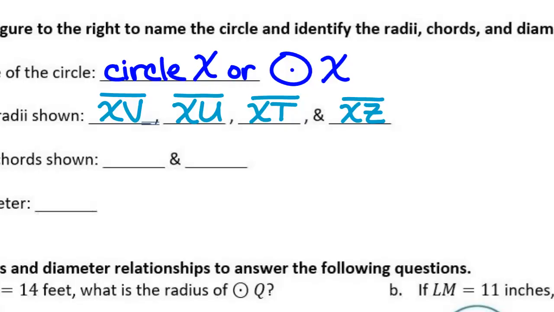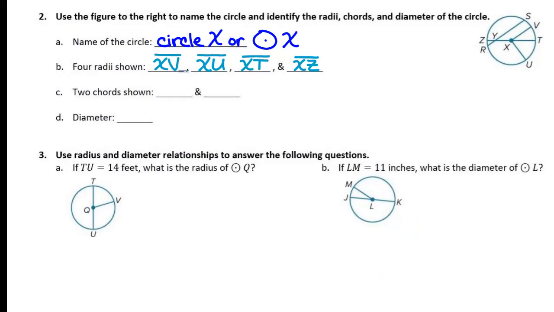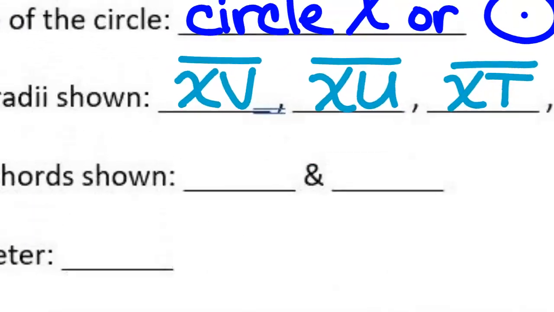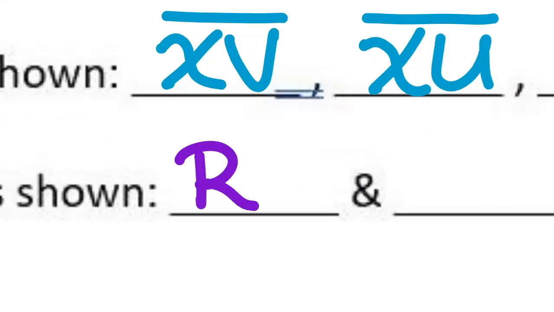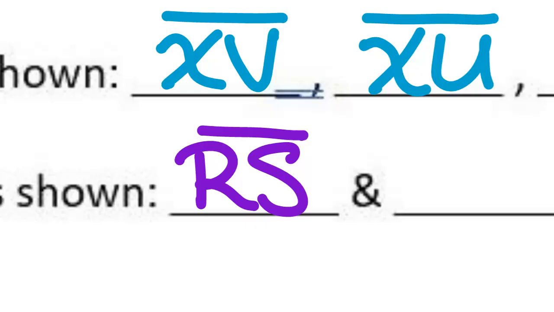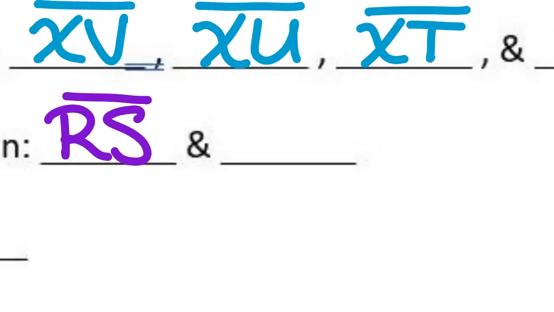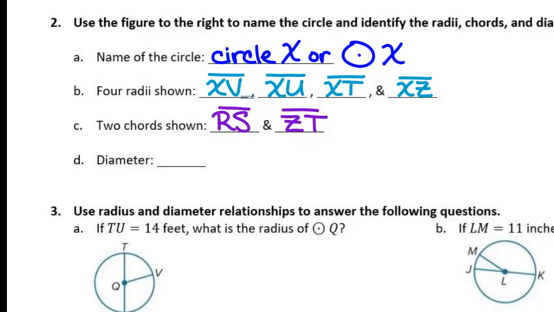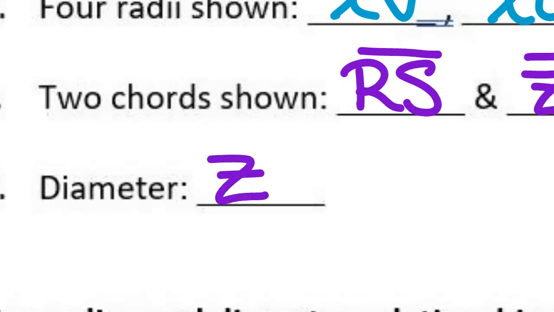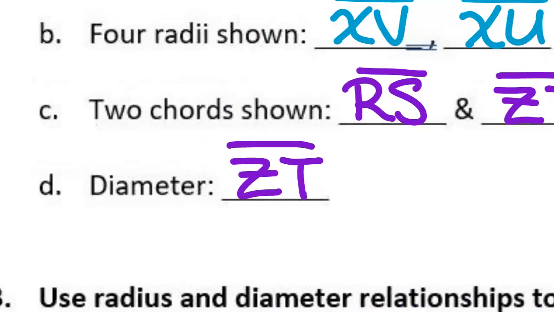There are 2 chords that are shown in the picture, 2 segments that have their endpoints lying on the circle. What is one of them? RS is one. And there is another segment whose endpoints lie on the circle. ZT. What is the name of the diameter? It's a chord that goes through the center. ZT, yes. Nicely done.